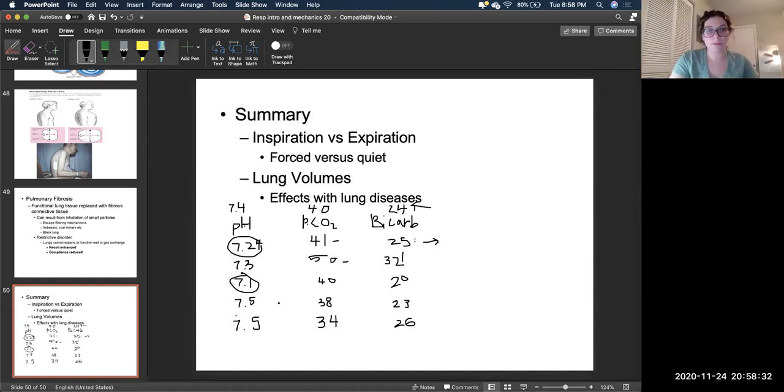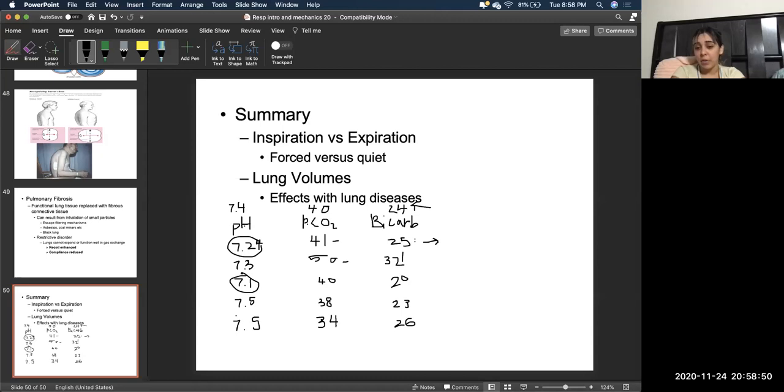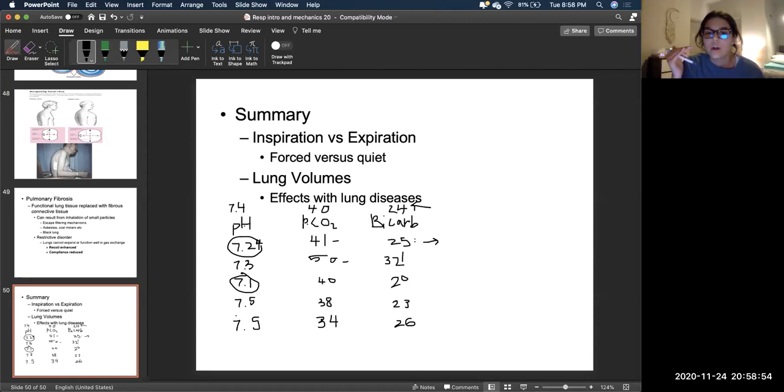If there was compensation, wouldn't the PCO2 level be lower? Yes, lower to make it less acidic. So what is the respiratory system doing if the PCO2 was lower? Let's say the PCO2 is lower, what is the respiratory system going to be doing to compensate?